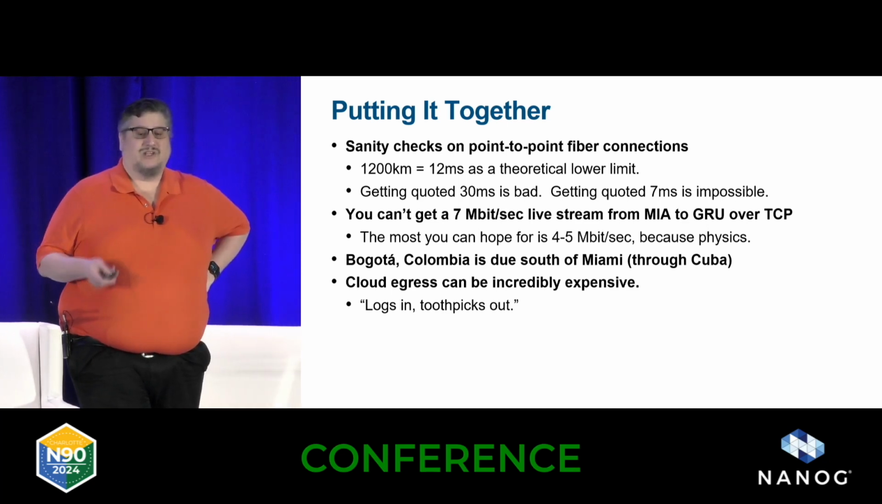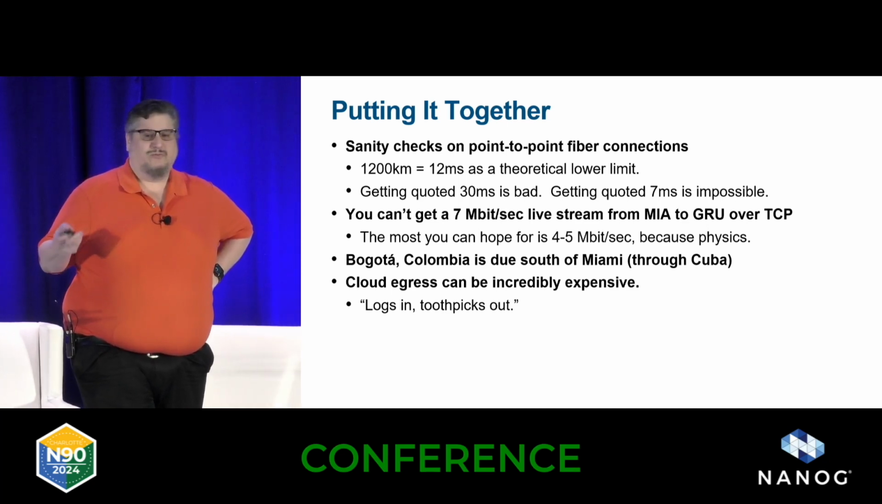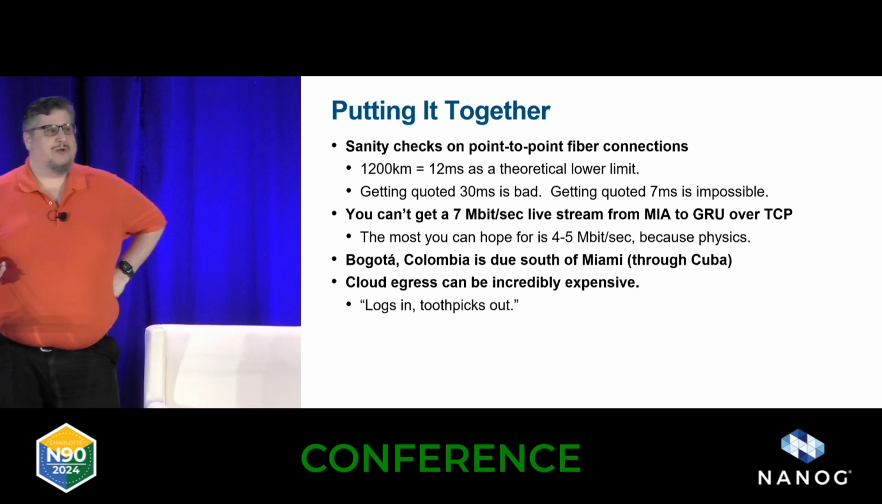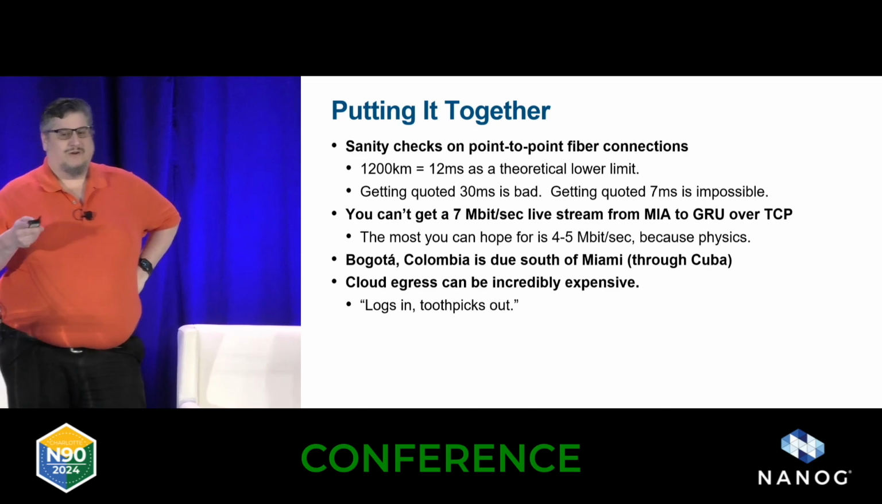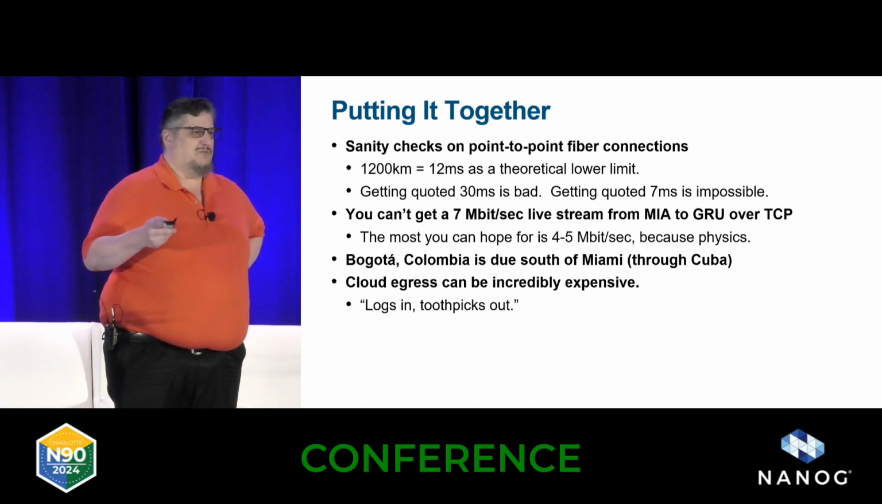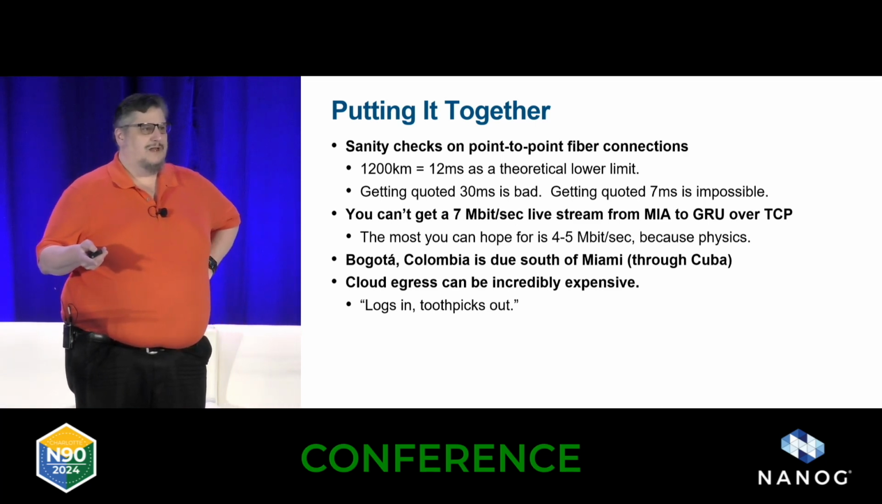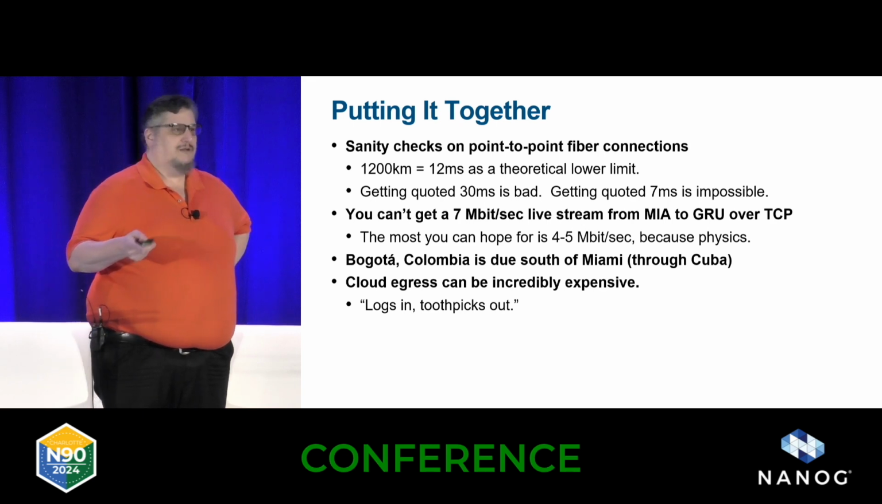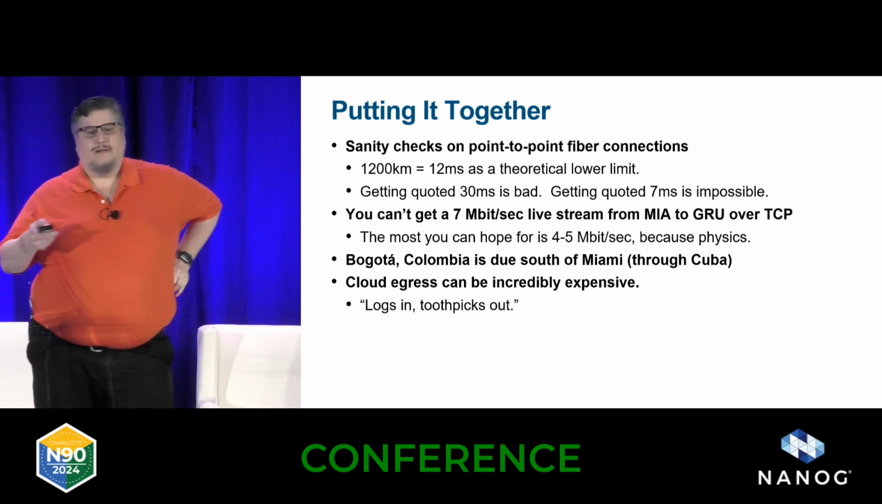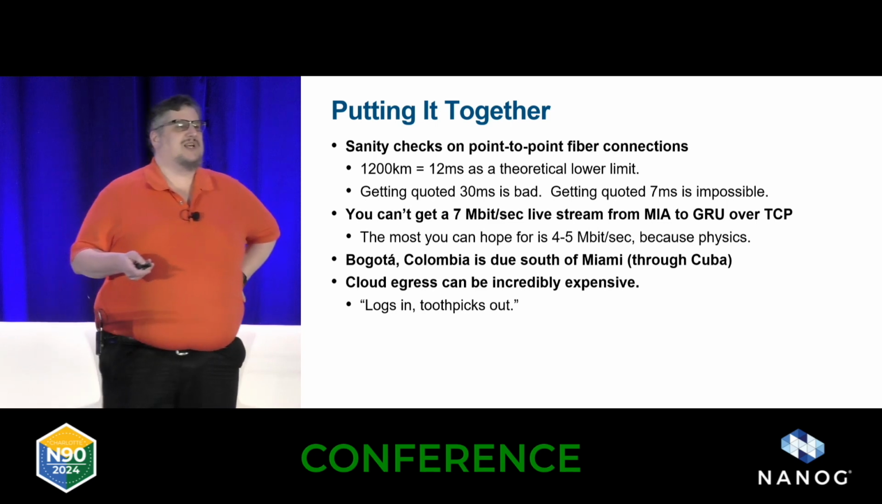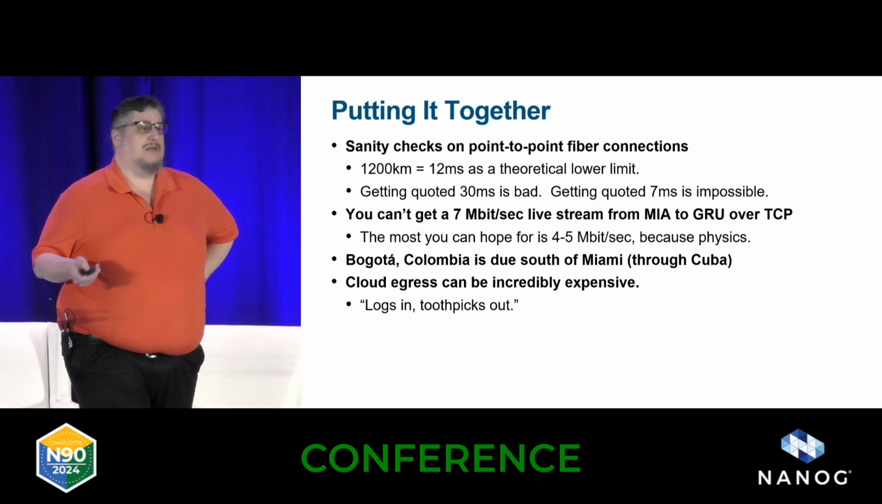Other things that happen is you get to do sanity checks on point-to-point fiber connections. If it's 1200 clicks, 12 milliseconds is the theoretical lower limit, but what does that also mean? Getting quoted 7 milliseconds means they've labeled something wrong. I've had someone label the wrong Washington at least a couple of times. But also it means that getting quoted 30 milliseconds means you get to say, you've got to be kidding me.